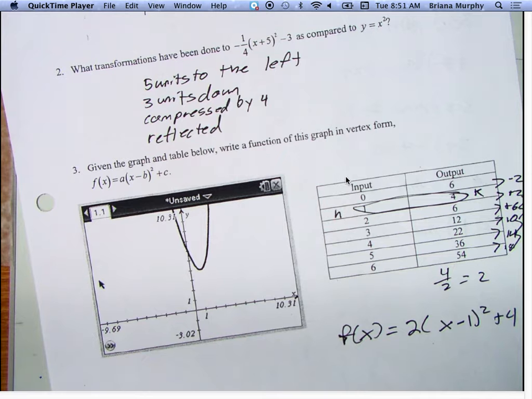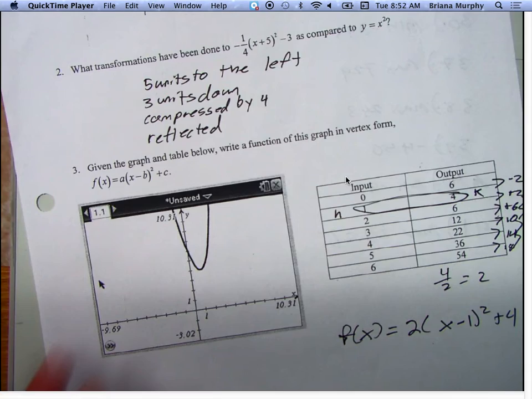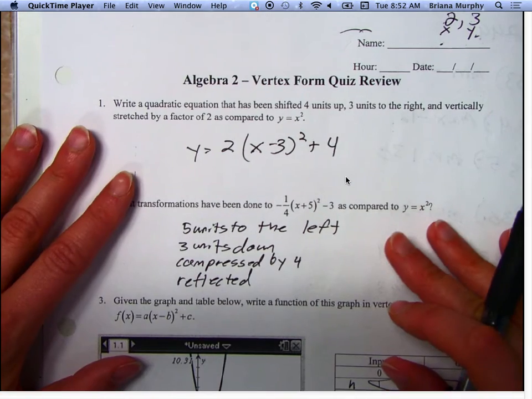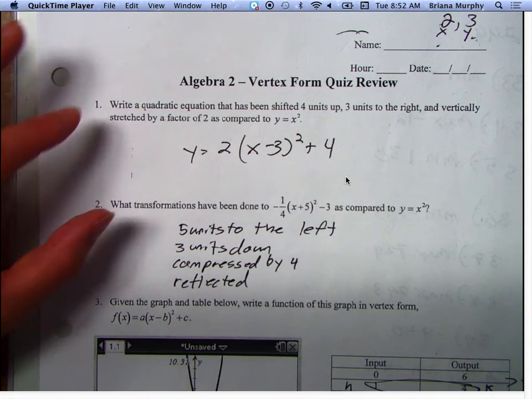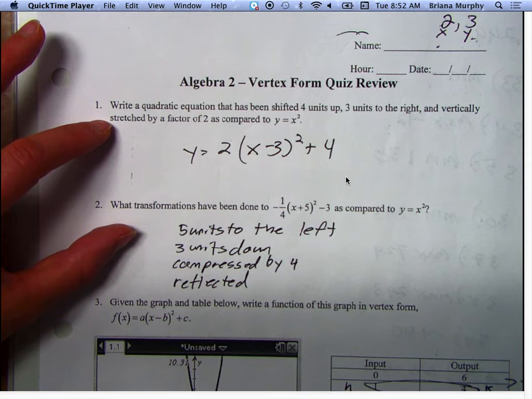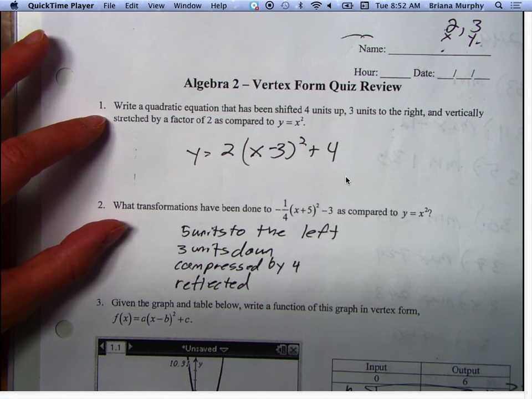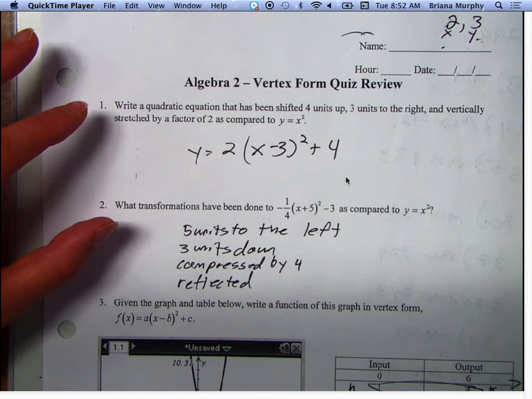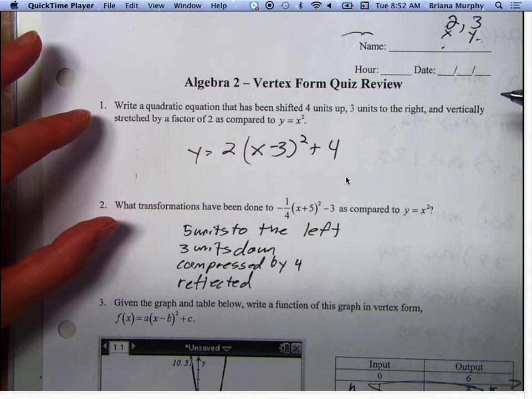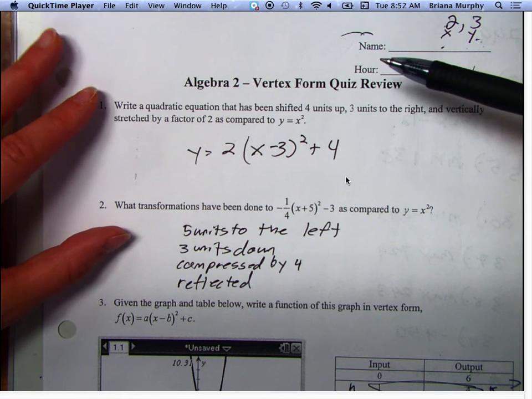Our quiz on vertex form. I always want to say vector. On vertex form, we are looking at number 1, which states: write a quadratic equation that has shifted 4 units up, 3 units to the right, vertically stretched by 2 as compared to y equals x squared.